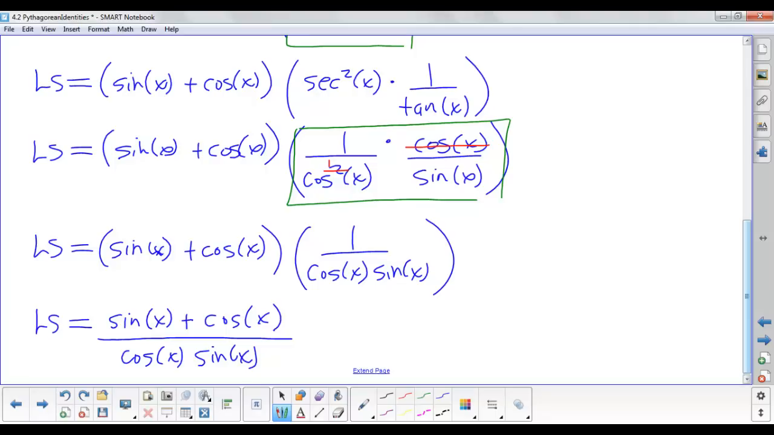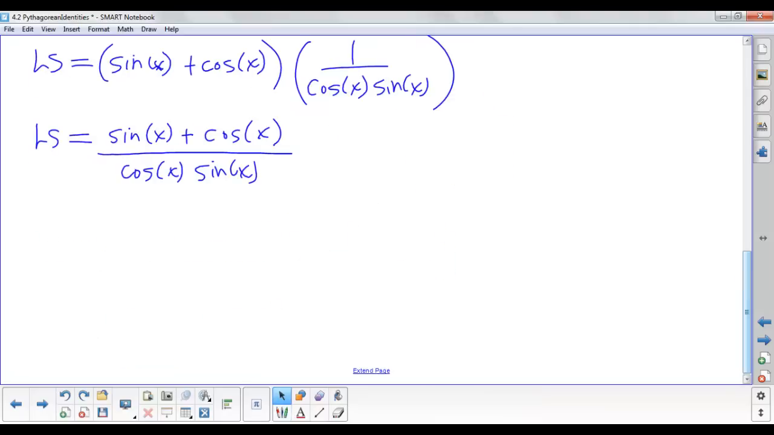At this point on the left side, there's not a lot else that we could do, simply because there aren't any other identities that really jump out at us. The top, unfortunately, is not sine squared x plus cos squared x, because if that was the case, the top would simplify to 1. But unfortunately, that's not what we have. So we're going to leave the left side temporarily, and now focus on the right side. Now the right side, I'm going to write it over again just so we can see it.